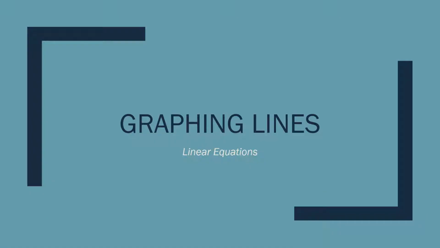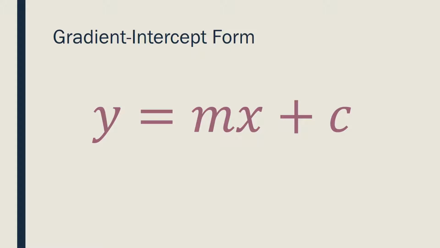In this video, we're looking at how we can graph a line from an equation. To do this, we're going to make use of the gradient intercept form. So we need to remember that our gradient here is m and our y-intercept is c. So we have gradient and our y-intercept. Now using those, we can draw our graph.